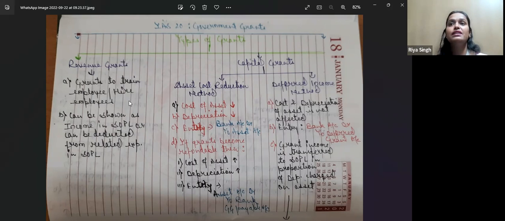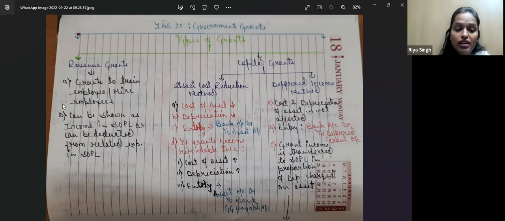The conditions are there. Every time with government grants, some conditions will be there. Till the conditions are fulfilled, that government grant will be a long-term liability for us. So revenue grants here means grants only to train some employees. If you are going to start a business, the government will apply some conditions, that if in your business you are employing 1,000 employees, then we will give you some grants for the same. If these kinds of grants are there, that will be your revenue grant.